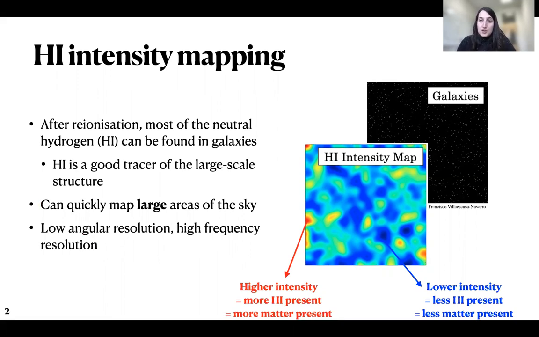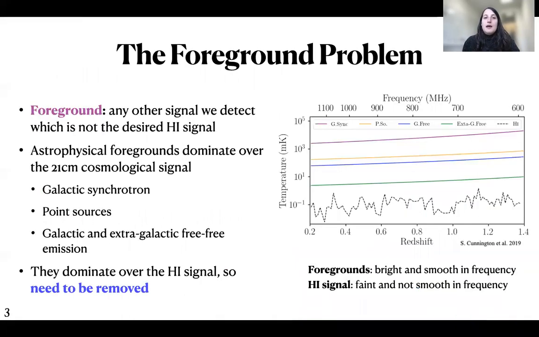And so this is very good for mapping large areas of the sky very quickly, which is great for large-scale structure surveys because we want to observe as much of the large-scale structure of the universe as possible. This type of survey has very good frequency or redshift resolution, but it does suffer from a low angular resolution because of how the telescope operates. But a much bigger issue is the foreground problem.